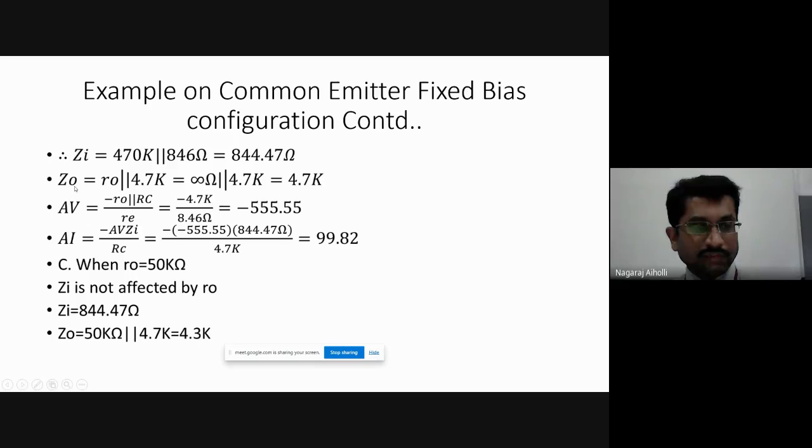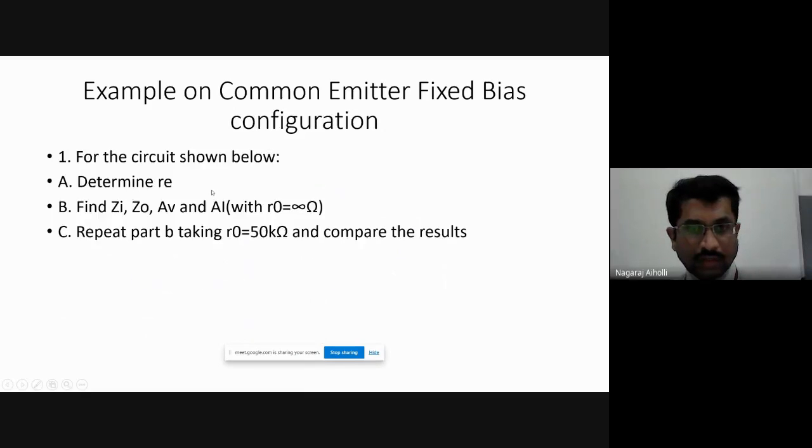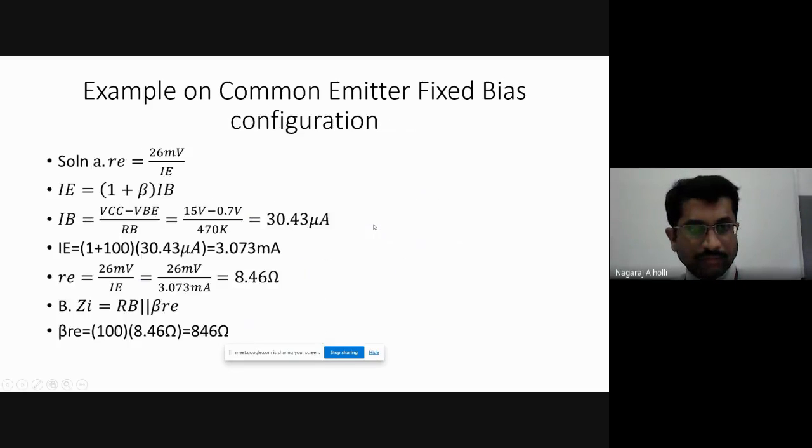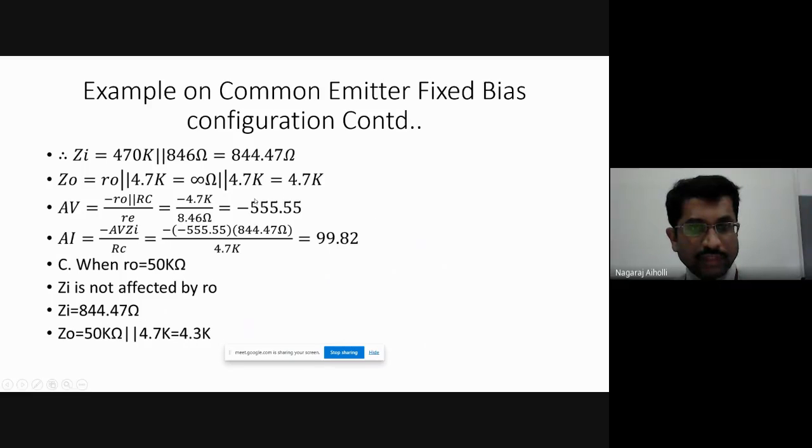So what is the equation for Z0? The Z0 equation is small R0 parallel capital RC. R0 is infinity, they have given in the statement. Infinity ohm parallel RC. RC is 4.7 kilo. The parallel combination of these two will be the smaller value, that is 4.7K.